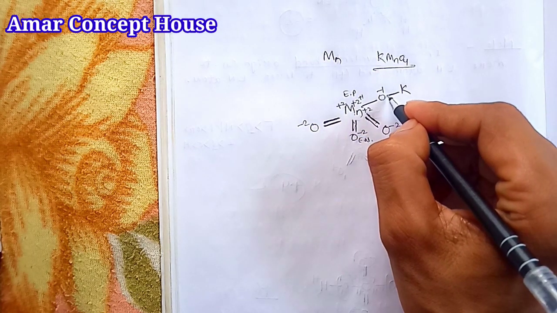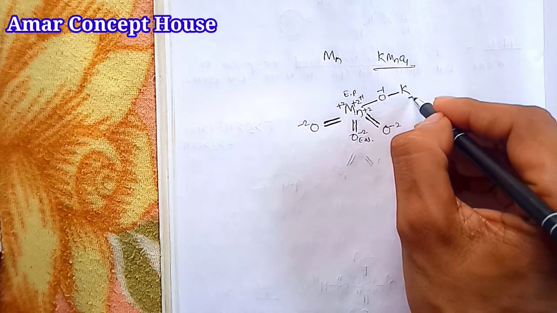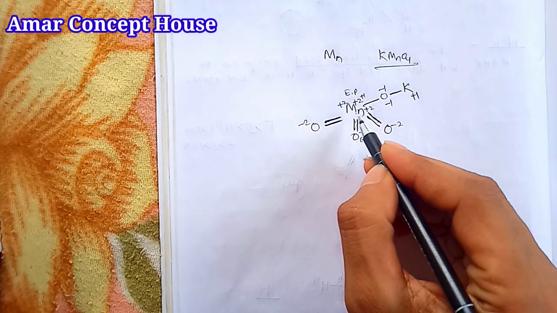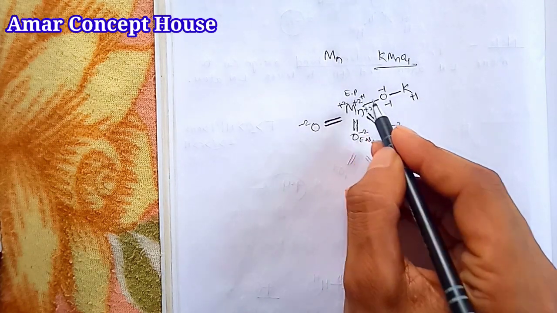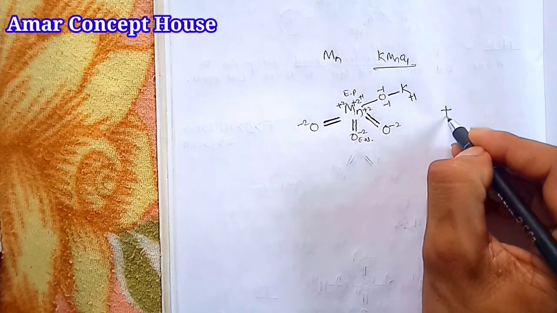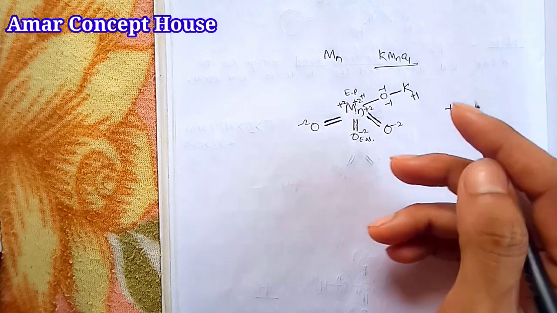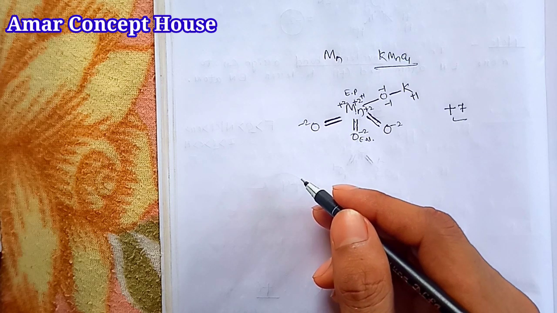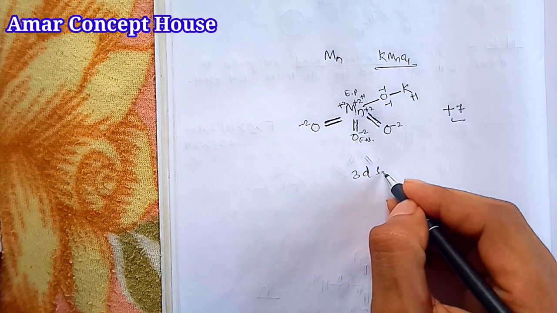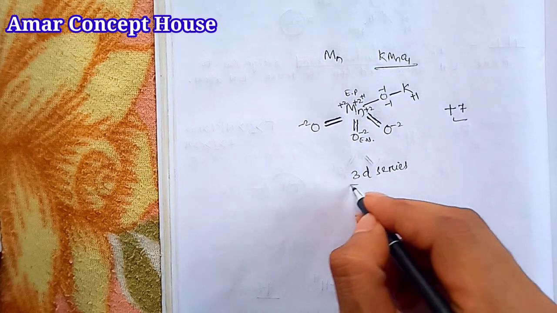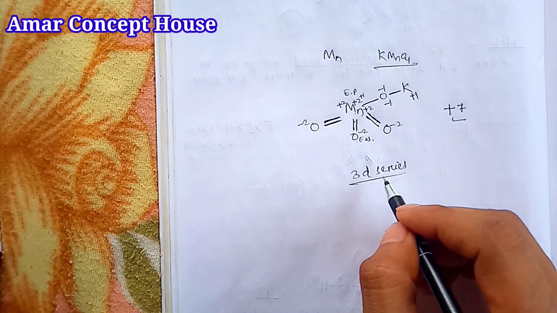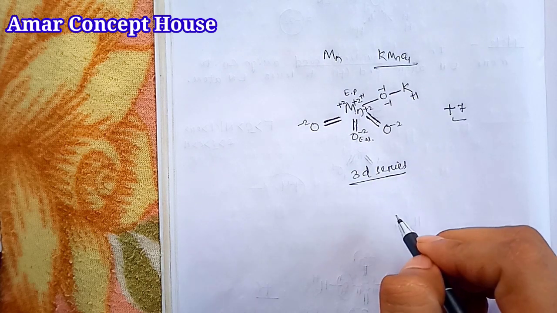And similarly for this single bond, potassium gets +1, oxygen gets -1, because oxygen is more electronegative than potassium. Now what is the formal charge over manganese? +7. So oxidation state of manganese is +7. Manganese shows highest oxidation state in first series of D block. That means 3D series. Clear? Manganese shows a highest oxidation state in first series of D block.